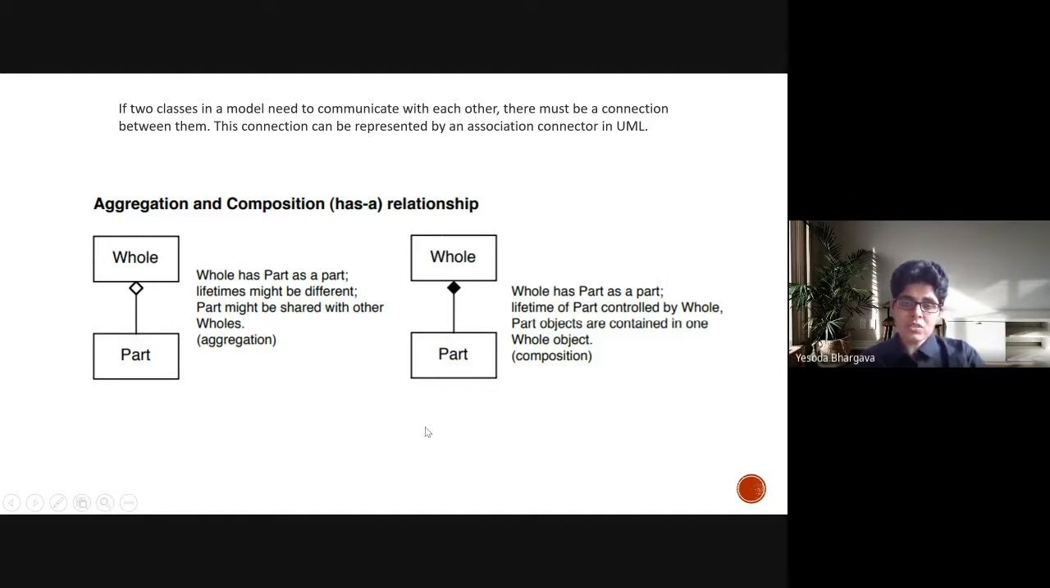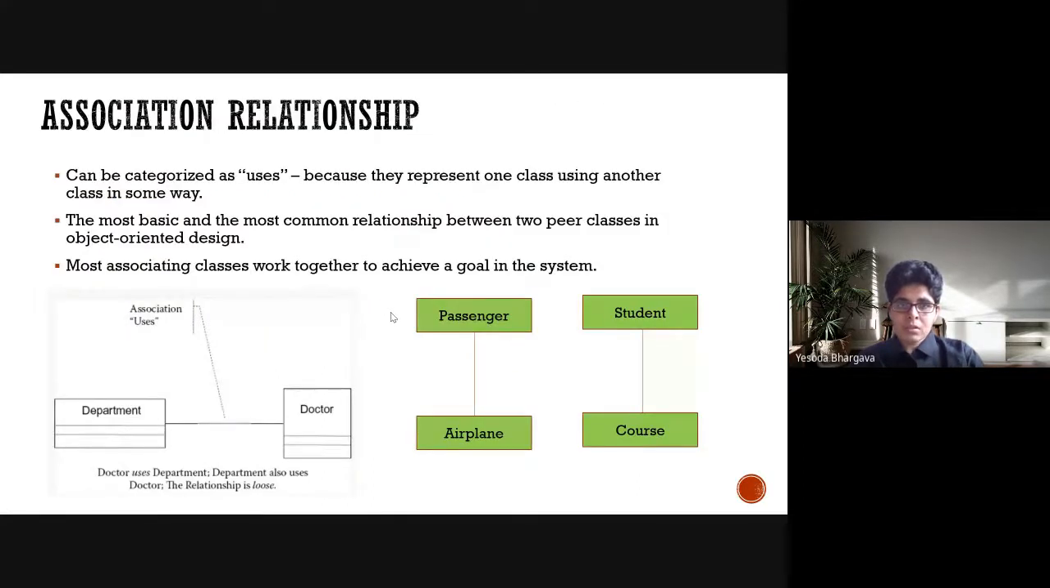What happens in composition is that for whole to exist, part has to be there. So whole is actually made up of part, whereas in aggregation, whole contains part, but in composition, whole is made up by part. So the lifetime of part is controlled by the whole. This is a much stronger relationship between classes. I think it will be clear when we look at the examples. One by one, we will discuss the association relationship and the composition relationship.